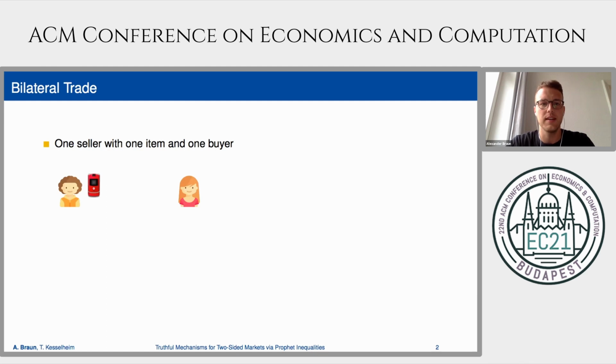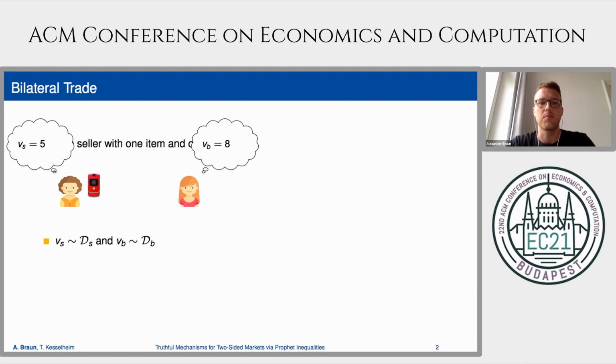We are assuming a setting in which each of the agents has a privately known value for holding the item. So in this example, the seller has a value of 5, the buyer has a value of 8. As said, this value is private information, but we assume that they are drawn from a publicly known distribution, which is also known to the mechanism designer.